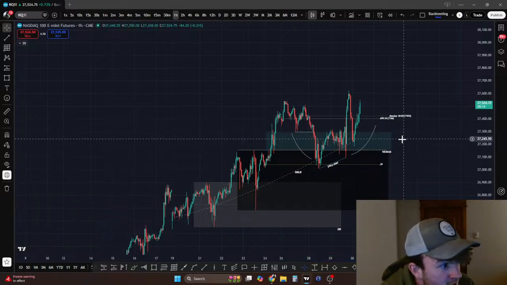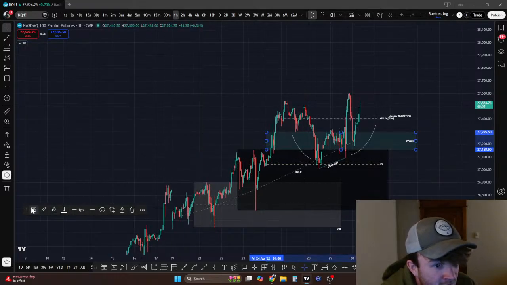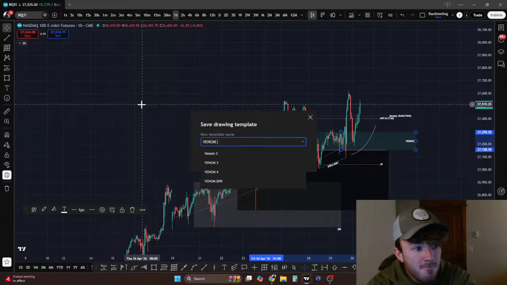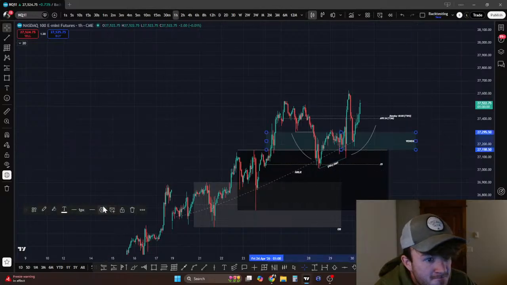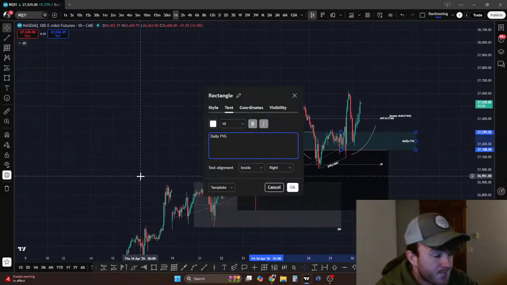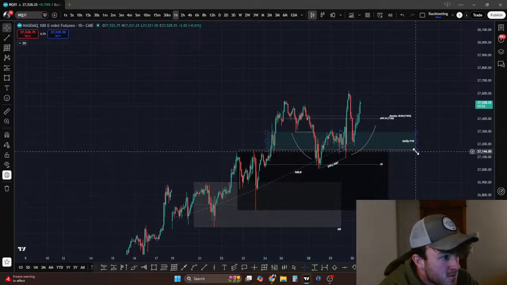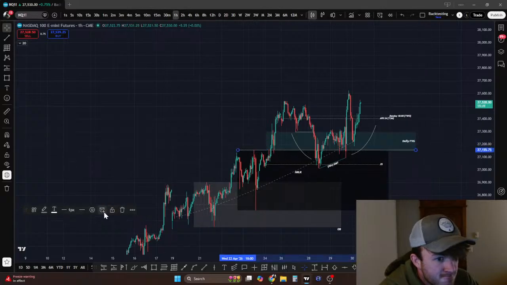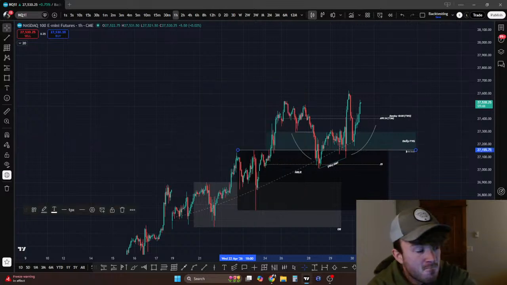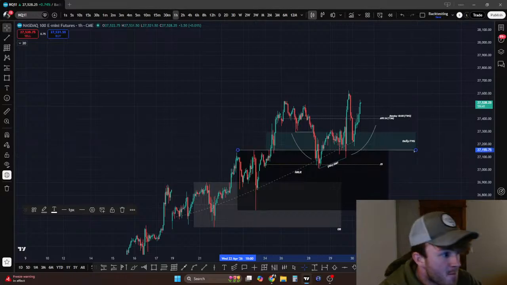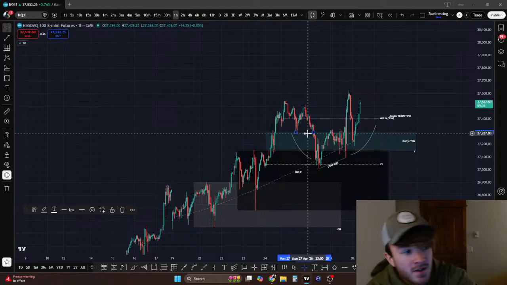So this is not Venom. I'm just using this template so I can get the daily. This isn't Venom. Trust me, I know it's not Venom. Okay. So yeah, I have a lot of conviction that we're probably gonna go higher.